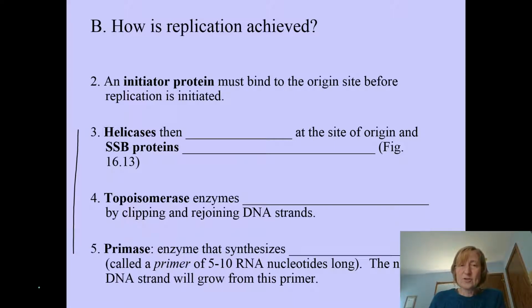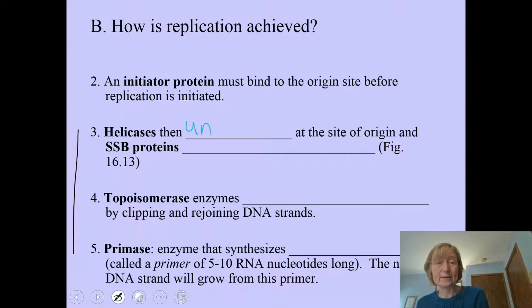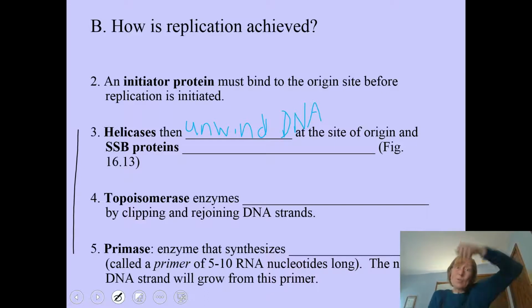Okay. After the initiator protein shows up at the origin site, there are a couple of other things that happen. One of them is that helicases then unwind the double-stranded DNA at the origin site. We have to open it up so that it can be replicated, right?